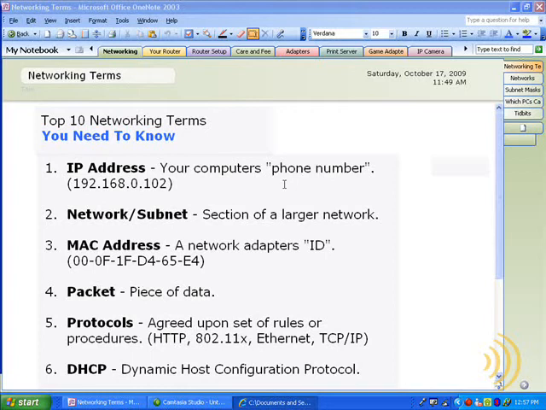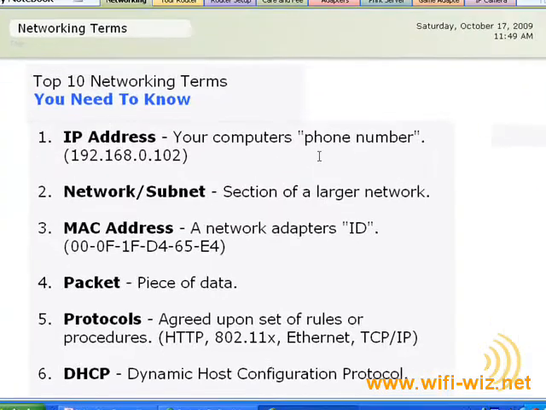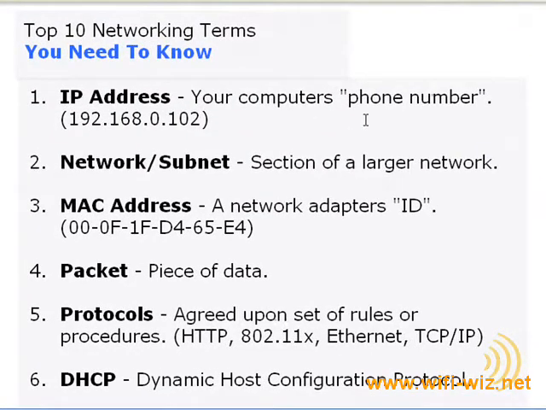Okay, let's move on to the next subject, which is network/subnet. Those two terms are pretty much interchangeable. And what I have here is a section of a larger network. Okay, well, whoa, big deal. What does that mean, and why do we even care?